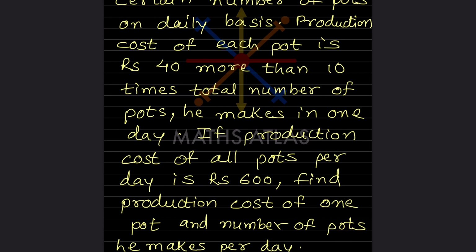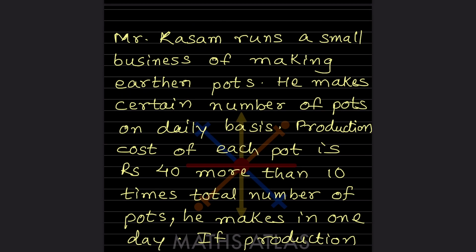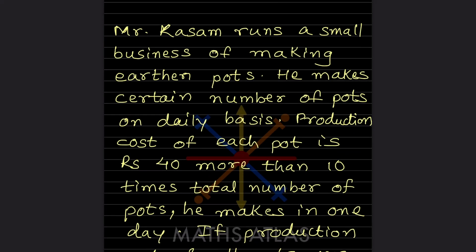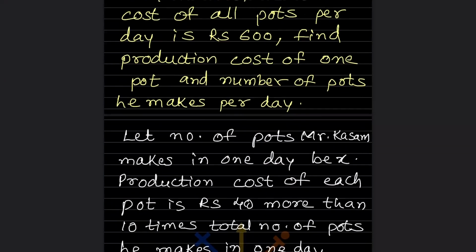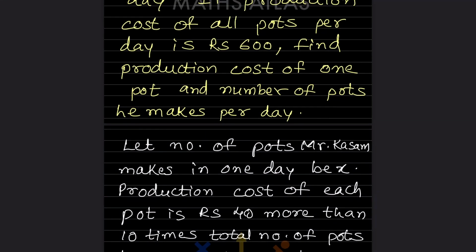This question is a bit lengthy, but later on you can scroll and keep on checking it once or twice maybe. So first thing what we have to do, find production cost of one pot and number of pots he makes. So let the number of pots Mr. Kasim makes in one day be x. And the production cost of each pot is rupees 40 more than 10 times the total number of pots he makes in one day.